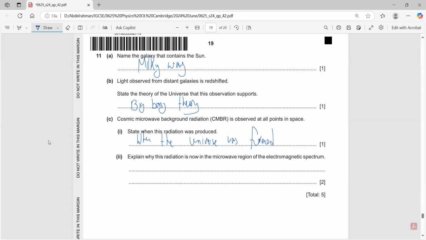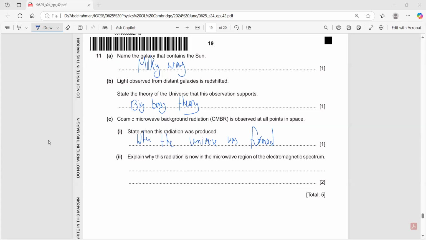Explain why this radiation is now in the microwave region of the electromagnetic spectrum. This might be a bit tricky. Why do we say cosmic microwave background radiation? Why didn't we say, for example, cosmic radio wave background radiation, or cosmic infrared background radiation? It has to do with red shifting. The concept of red shifting isn't that it's colored red; the wavelength increases.